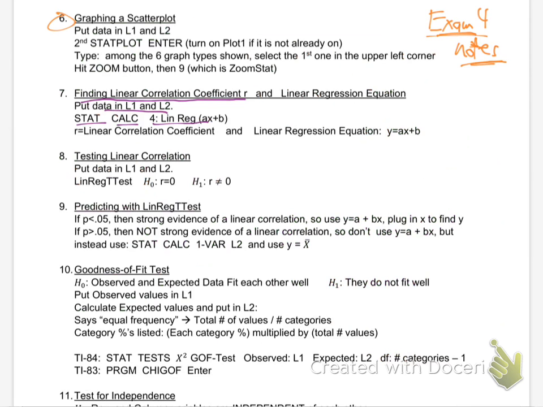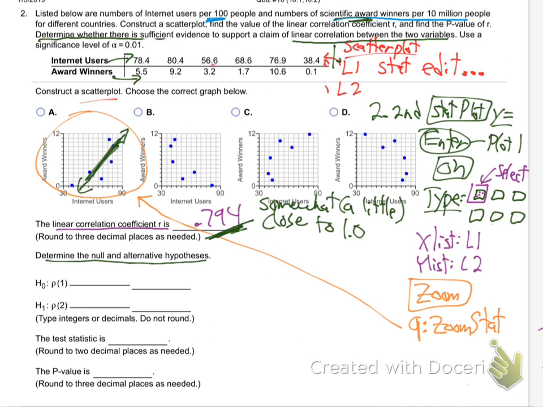Let's go to the exam 4 notes. Testing for linear correlation, a linear relationship. How do you test if two variables, the variables here being internet users and award winners in a country? See, the x-axis is internet users, the y-axis is award winners. Do they have a linear relationship? Well, we see the dots right here. Are these coming from a line and they're just sort of barely off that line, or are those dots so spread out that there's really not strong evidence of a linear relationship? That's what we're trying to test.